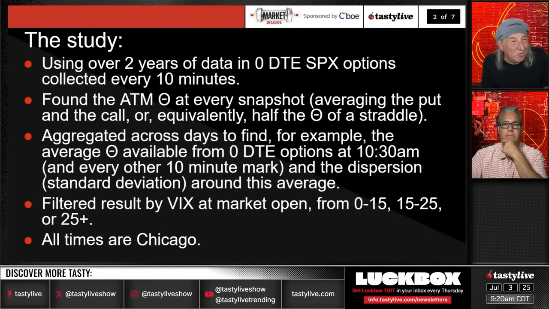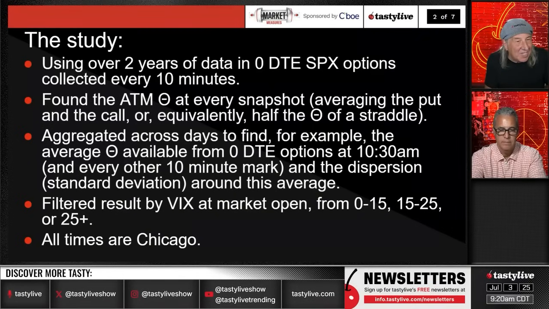So we used 2 years worth of data. We did a snapshot, essentially. We took a snapshot every 10 minutes, and we aggregated across all days to find kind of the average from the zero DTEs. We start at 10:30 in the morning, and we keep going all the way to the close. Then what we did is we filtered by VIX, 0 to 15, 15 to 25, where we are right now, and then 25 plus. Central time for everything. Let's go to the first slide, Beth.